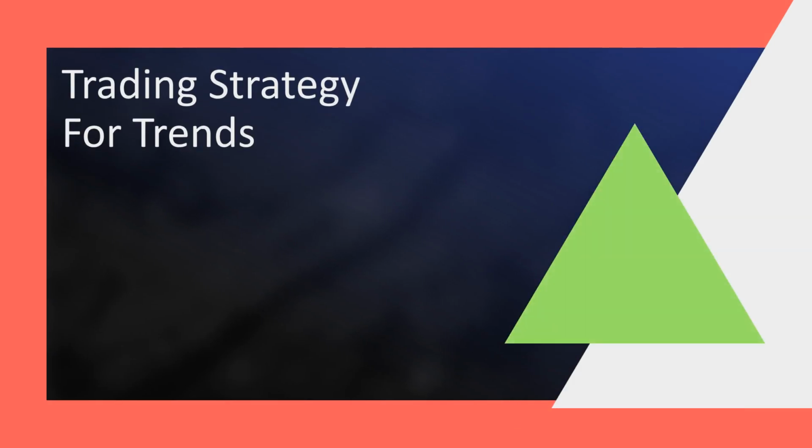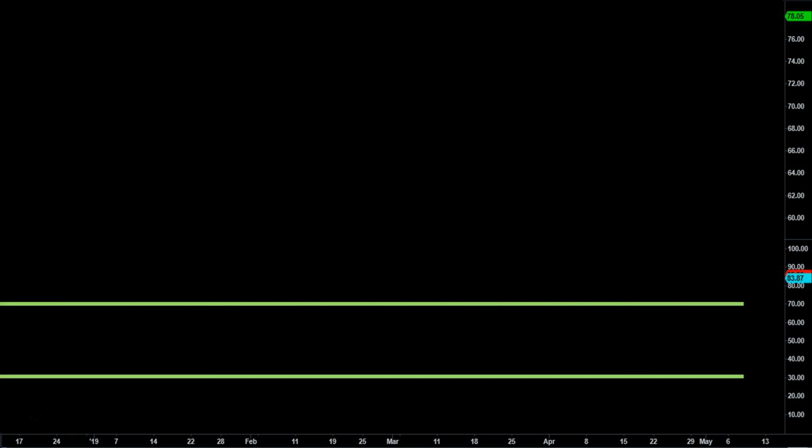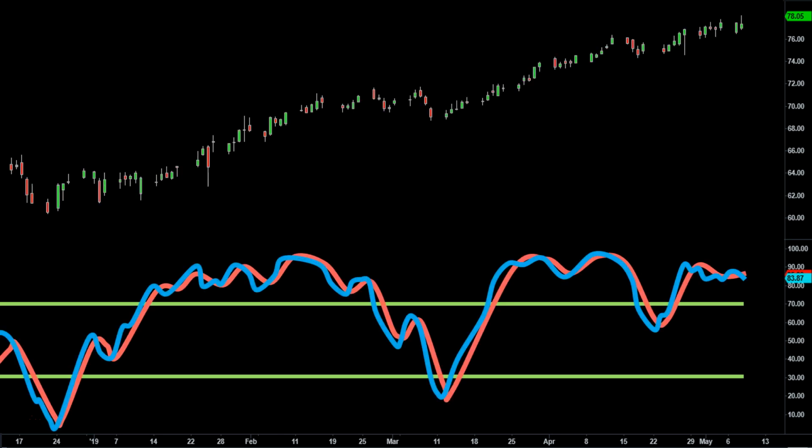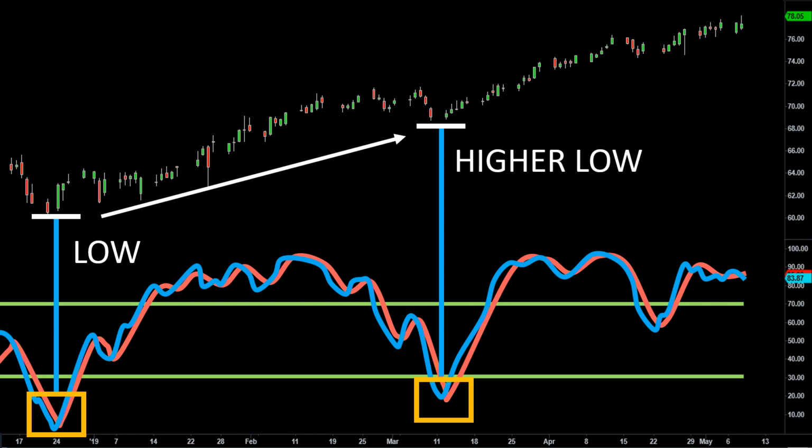So let's go over trading strategy for trends. If we use this indicator as a signal in the direction of a trend, we can minimize these false signals, and this is exactly what I mean. Let's use the stochastic to notate highs and lows in the price. So this is how we will do that. Here is a low, and then here is a higher low. Alright? So what this can allow us to do is determine the trend. So this would be an uptrend.